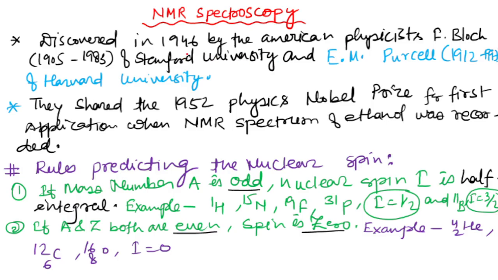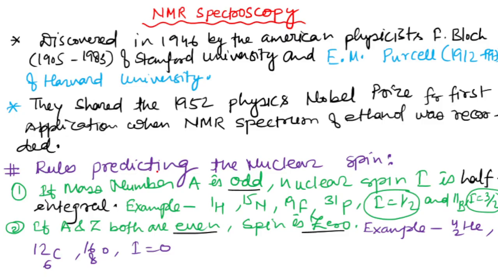It was discovered in 1946 by the American physicists F. Bloch from Stanford University and E. M. Purcell from Harvard University. And they got the Nobel Prize in 1952 in physics for the first application, when the NMR spectrum of ethanol was recorded.